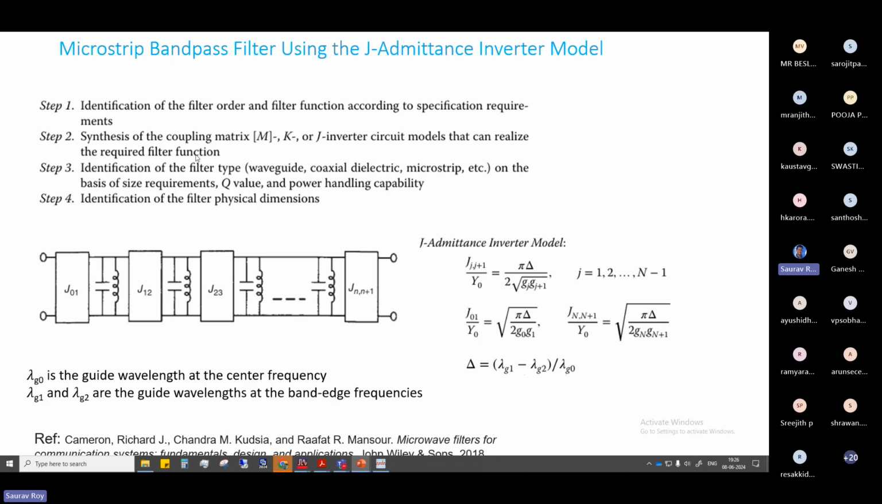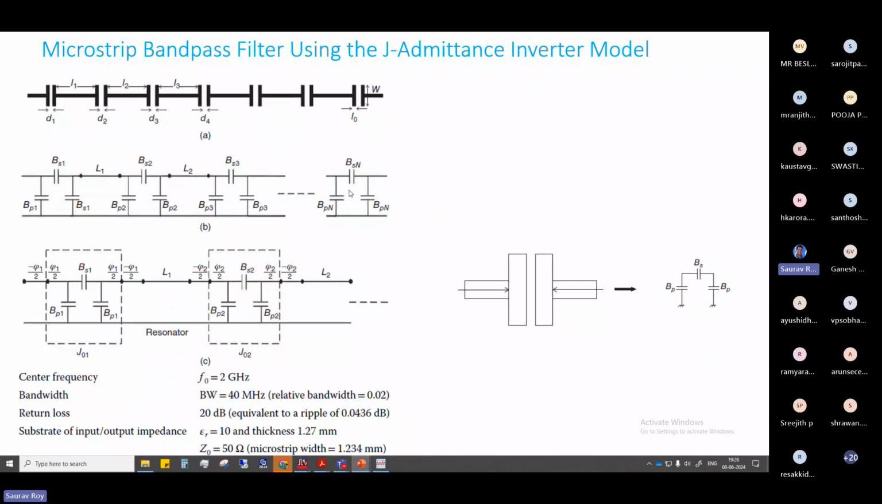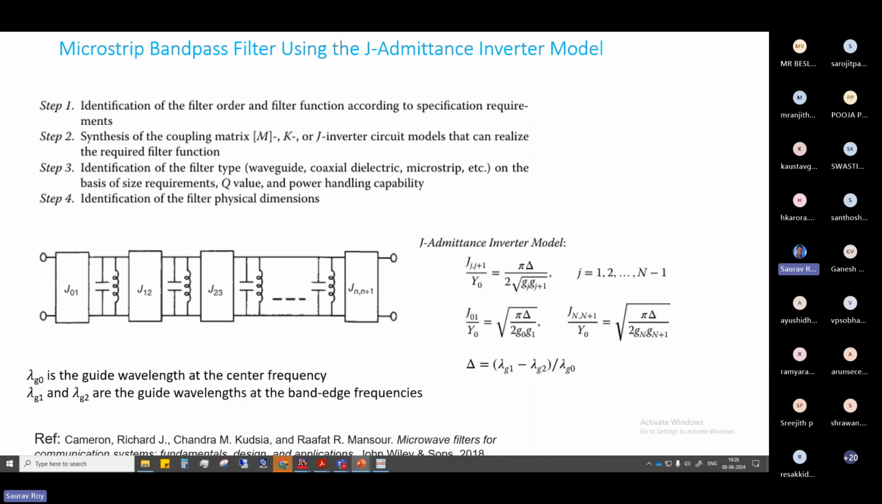Then there are multiple ways of synthesis. One is the coupling matrix, another is the K and J type inverter circuit. The inverter circuits we have seen last week. If you remember, you can go to the theory once again. But the coupling matrix we have not seen, and if you are interested, you can look into the book. This is one of the very new ways of analysis. As I see nowadays in many papers, they use the coupling matrix theory. But for now, we will look into the J-type or admittance inverter circuit model.